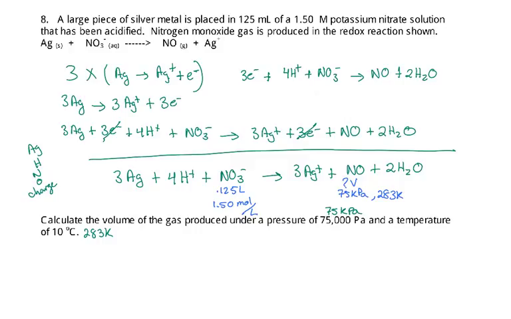So we're looking for the volume of NO. Since this is stoichiometry, you always find the moles of the substance you have enough information about. Then you go to the moles of the substance you're interested in, and then you answer the question. So we're going to start with moles of nitrate. Now, can we use PV equals nRT for this one?